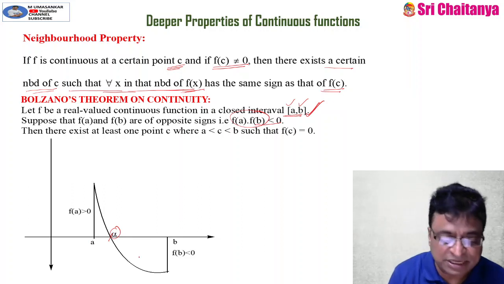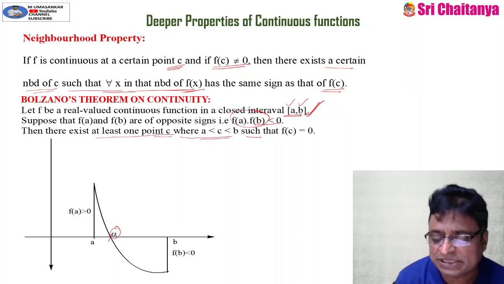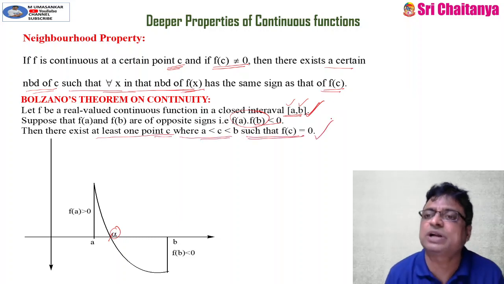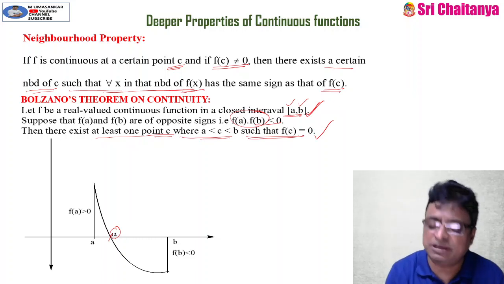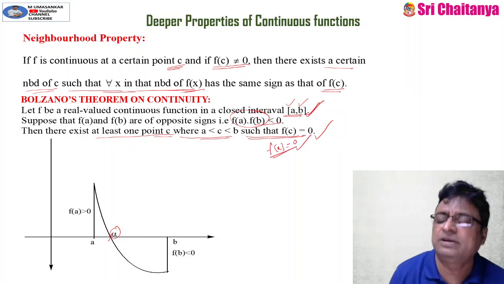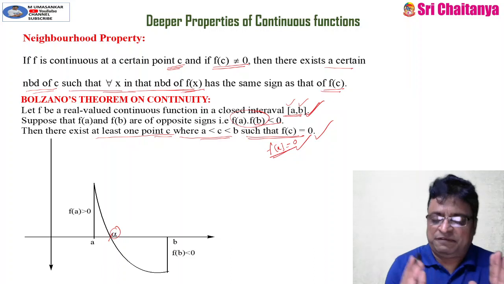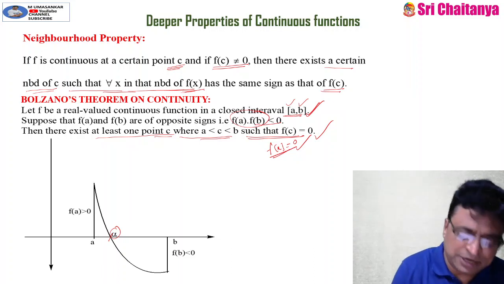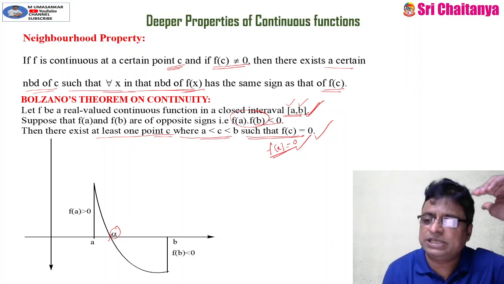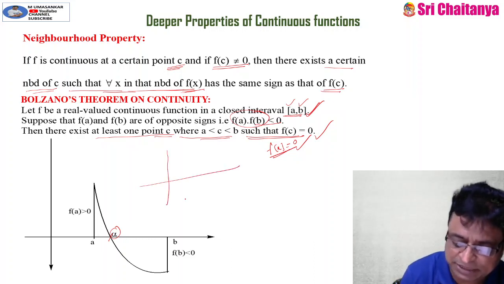Then I can say what? There exists at least one point c, where a less than c less than b, such that f of c equals 0. That means c becomes what? The zero, or root, of the equation f of x equal to 0. This is the beautiful property of the continuous function. So, if a function is defined in a closed interval [a, b], and at one endpoint it is positive and at the other it is negative, suppose I have drawn the curve like this.